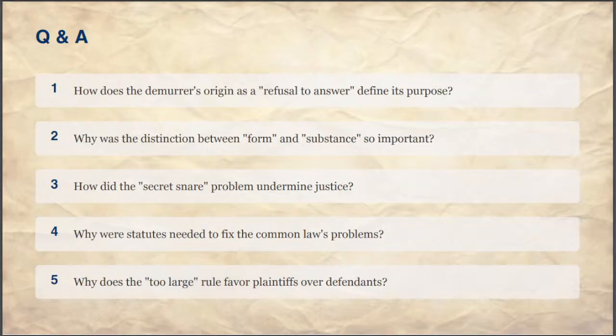So for question number 1, how does a demurrer's origin as a refusal to answer define its purpose? 2, why was the distinction between form and substance so important? This one kind of gives away. Number 3, how did the secret snare problem undermine justice? And number 4 is, why were statutes needed to fix the common law's problems?